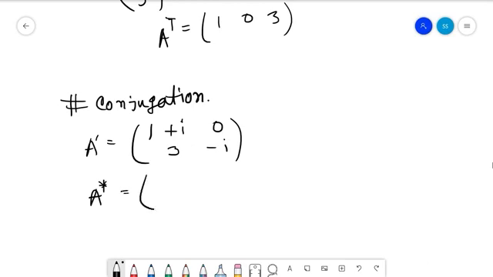This means you just take the complex conjugates of the complex numbers that appear in the matrix of interest, that is A prime. So after the conjugation, we'll have 1 minus i, this will be 0, this will be 3, and this minus i will get replaced by plus i. So from here you can see that if all the entries in the matrix A prime were just real numbers, not complex numbers, the conjugation will be the same as the initial matrix. So this is how you can conjugate a matrix.